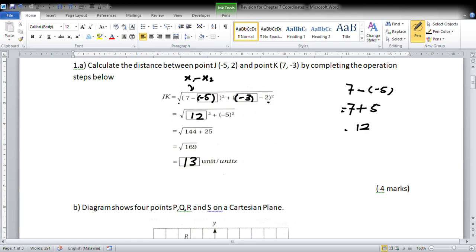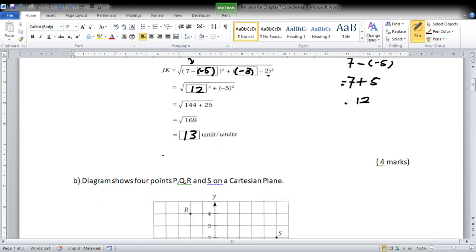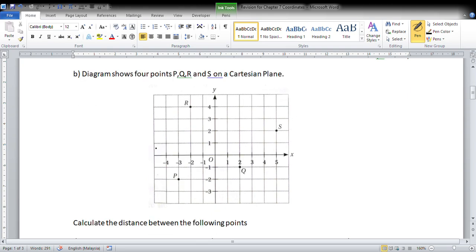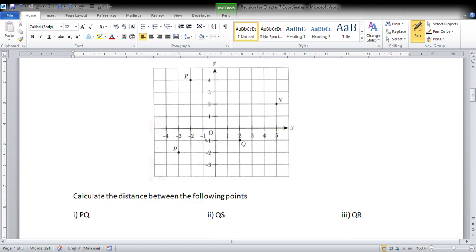That's it for question 1A. Quite easy, and it is 4 marks. Okay, question B. If you already understand question A, I think question B won't be a problem for you. So what you have to do first, I think you better write the coordinates for all the points so that you won't make mistakes when you do the calculation.